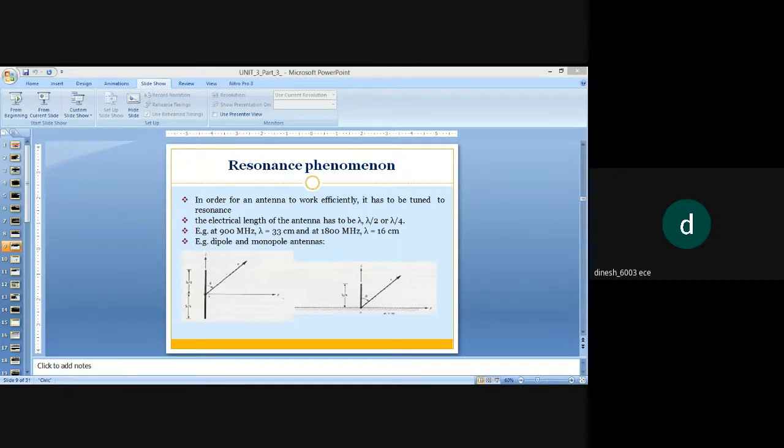And next is the modified monopole antenna. This is a type of modification of the monopole, where the monopole antenna, which is present here in the diagram, will have matching circuits in the antenna itself. Matching circuits are the single stub matching and double stub matching that you are studying in electromagnetic fields. Those types of matching transformers will be present inside the antenna itself.